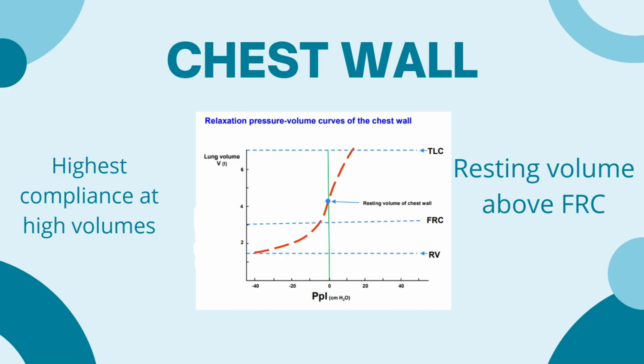Meanwhile, the chest wall is opposite to the lung, with its highest compliance at high volumes, with its resting volume, in fact, above the functional residual capacity. This means that the chest wall will always want to recoil upwards towards a high resting volume. Now, this opposes the lung.